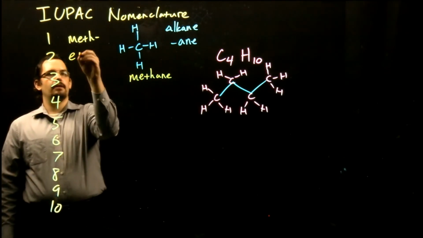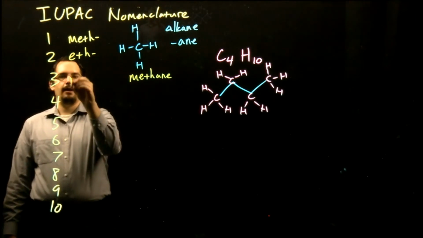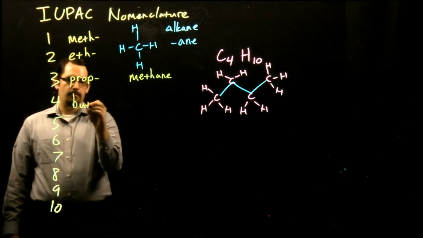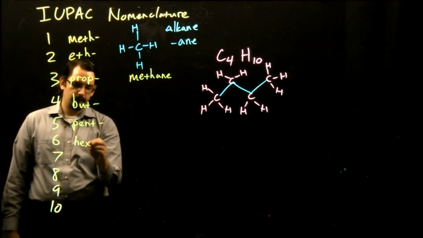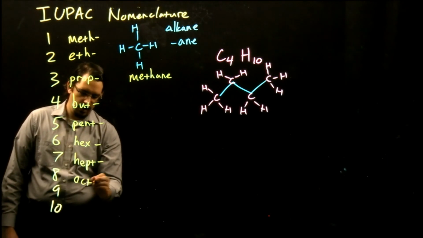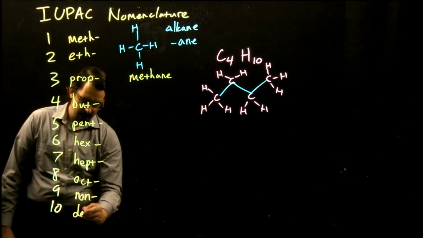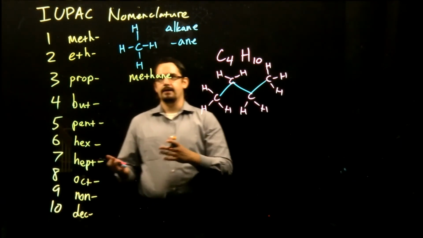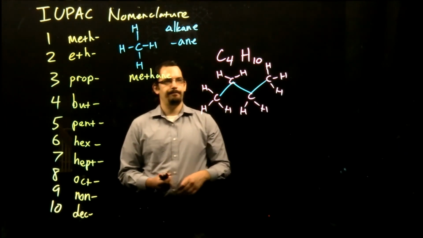We can continue this for our alkanes as they get larger. We have eth for a 2-carbon alkane, prop for 3 carbons, but for 4, pent for 5, hex for 6, hept for 7, oct for 8, non for 9, and dec for 10. So we can easily identify our alkane size just based on these varying prefixes to indicate the number of carbons.